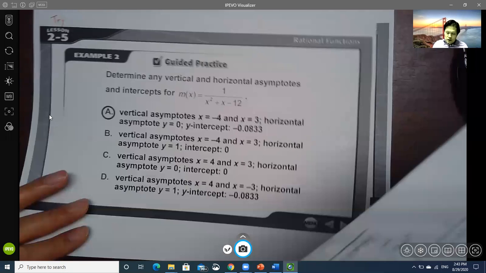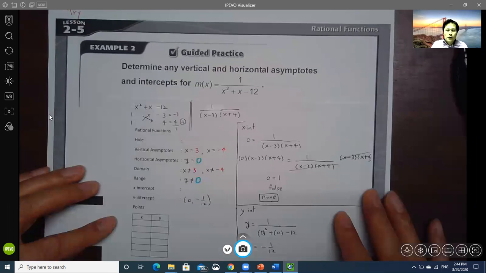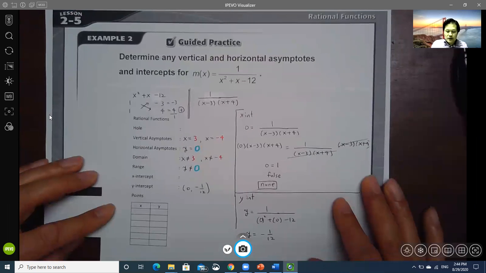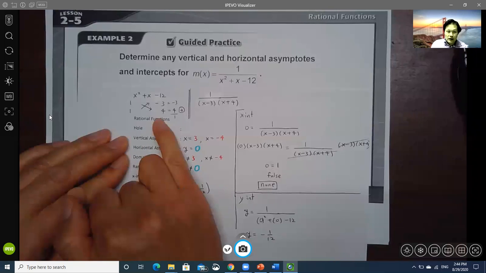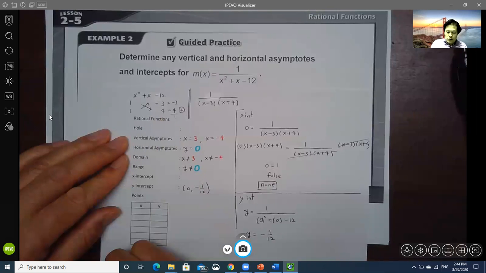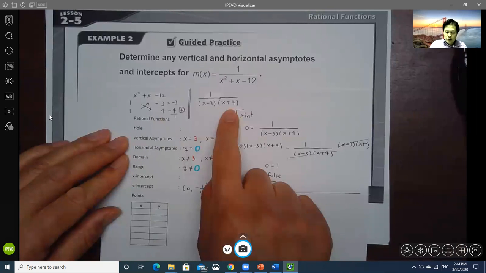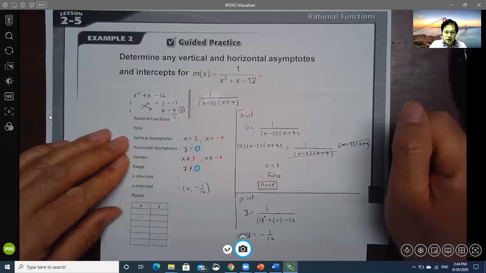Here's my work. First, you have to factor the denominator. So I did the factoring. -3 times 4 makes -12. So this is the function after I factor the denominator.